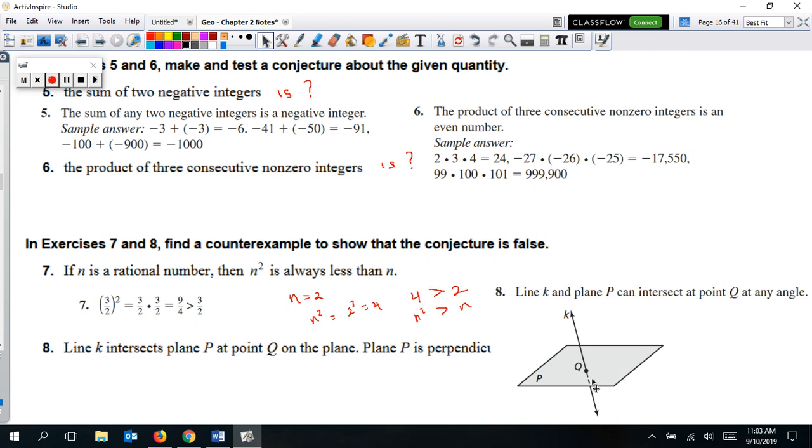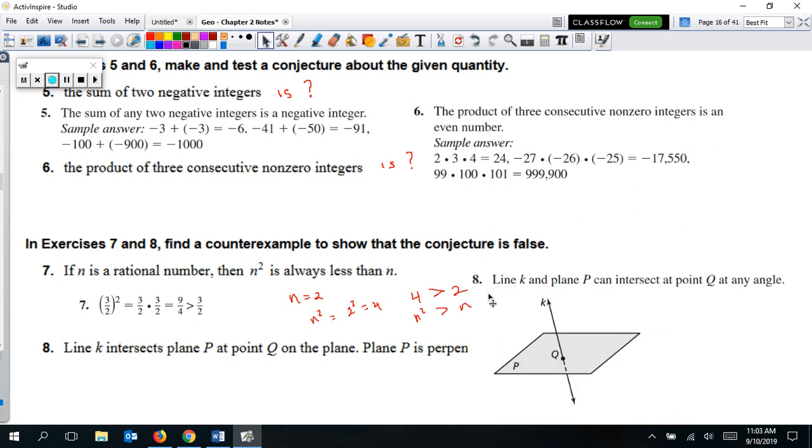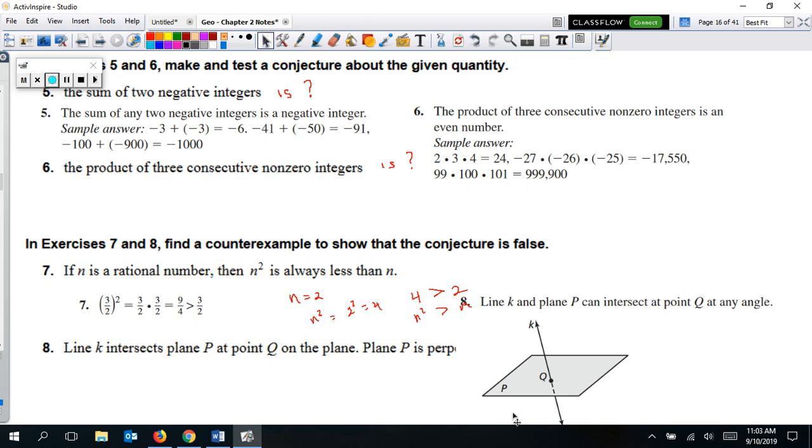It's still going to go through at point Q, but it's not perpendicular. See, it says plane P is perpendicular to line K. And this would be a counterexample. Plane P is not perpendicular to line K. There's a counterexample to that. So go ahead and just draw that for number 8. Do a little quick sketch of that one. That will disprove 8.